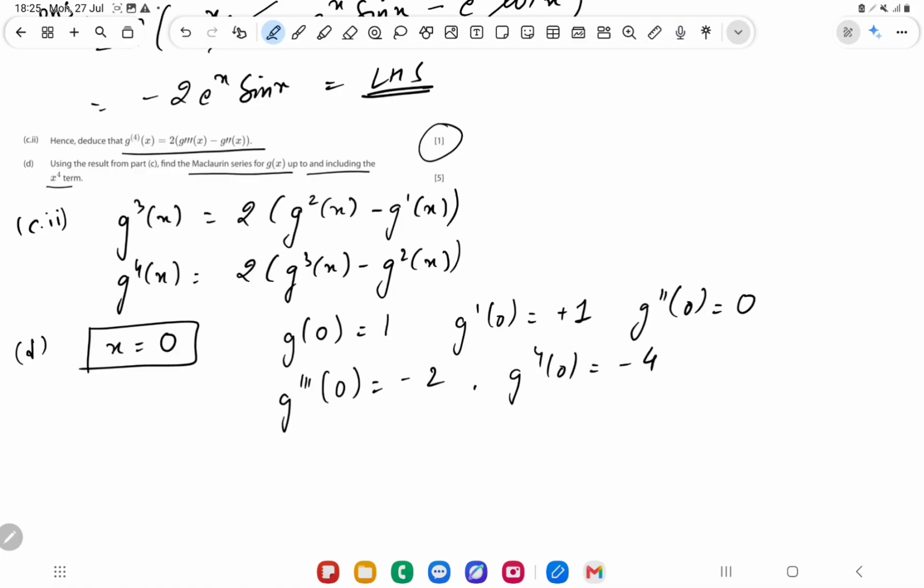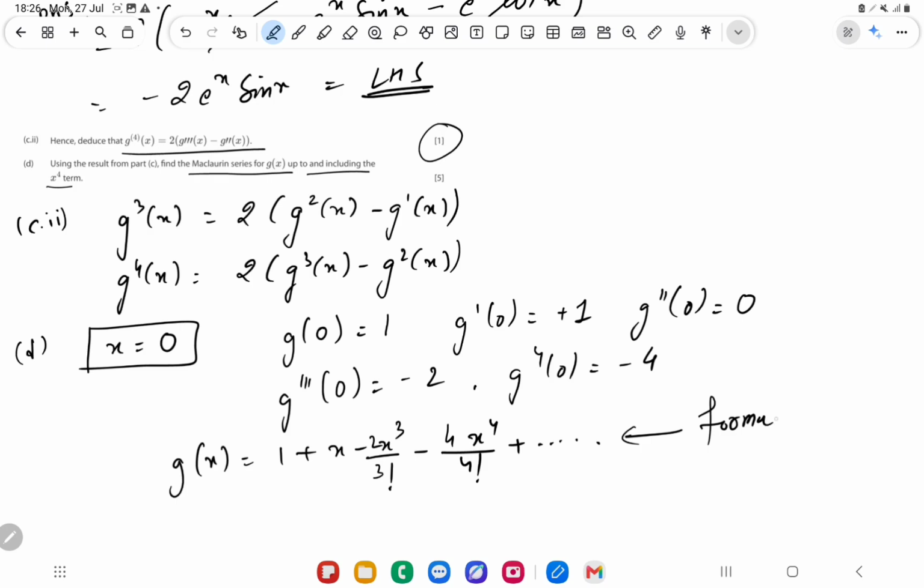Now we can attempt to substitute into the Maclaurin formula. So my Maclaurin formula says it was 1 plus x minus 2x cube over 3 factorial minus 4x to the power 4 over 4 factorial and so on. So when you are substituting you will get this. This is how I got it, I used my formula booklet and from there I have taken out the Maclaurin series expansion and then I have substituted the value. Now let's move to the next part.